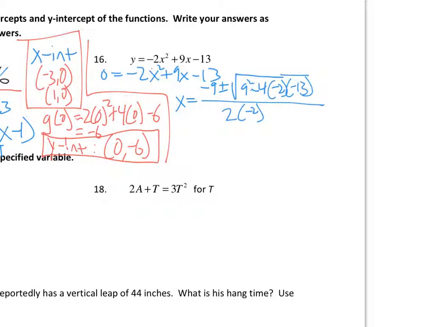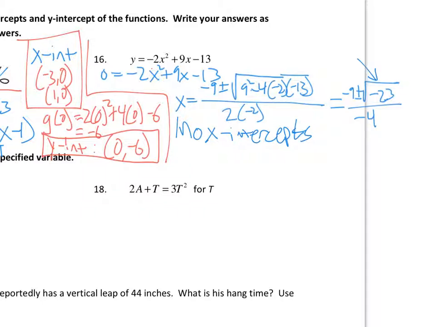We've got 81. And this is going to come out to be minus 8 times 13. Oh, that's going to be negative 9 plus or minus the square root of negative 23. Well, that comes out to be an imaginary number because we got this negative under the radical, so there are no x-intercepts. All right? So no x-intercepts here because we get an imaginary solution there.